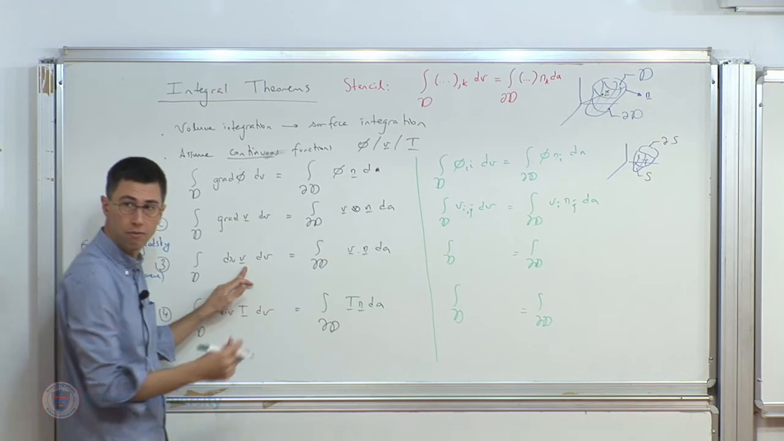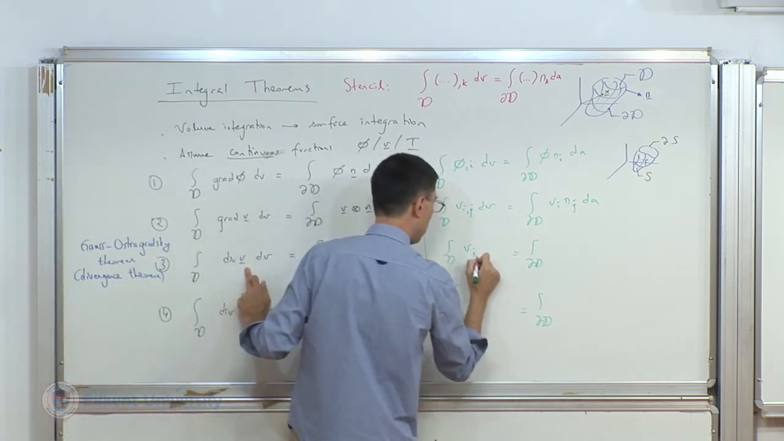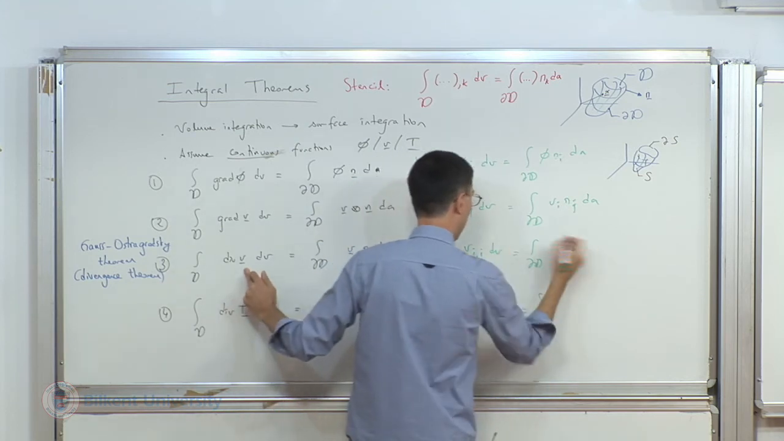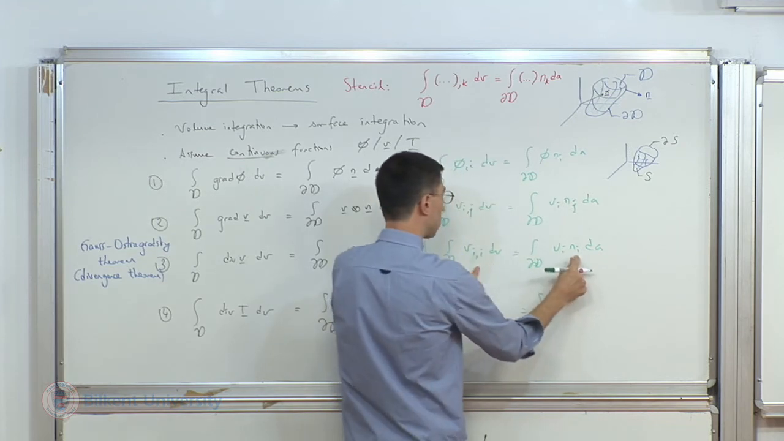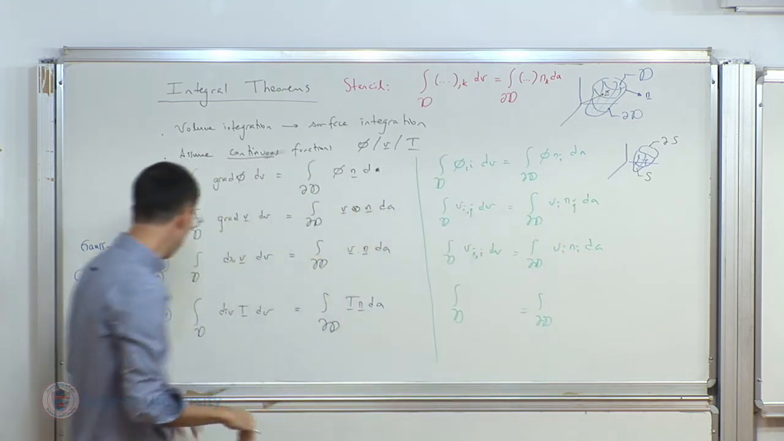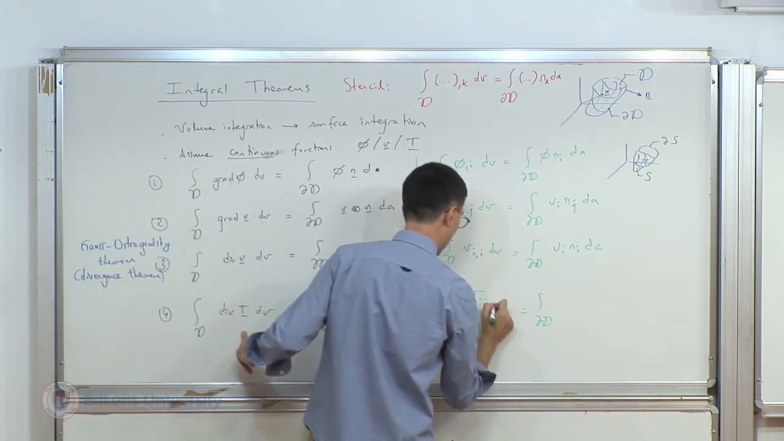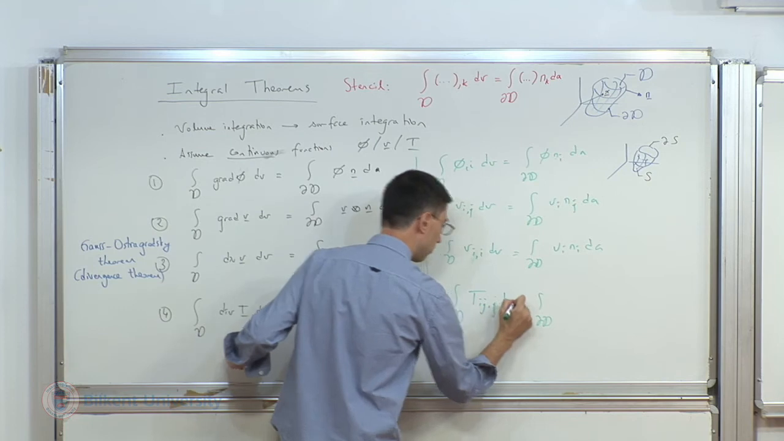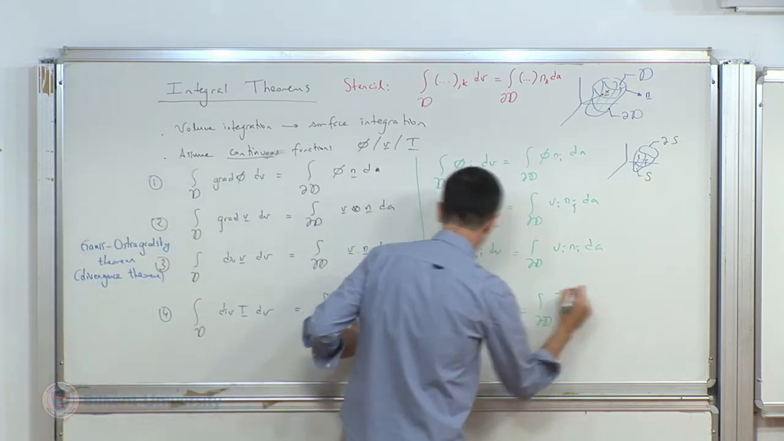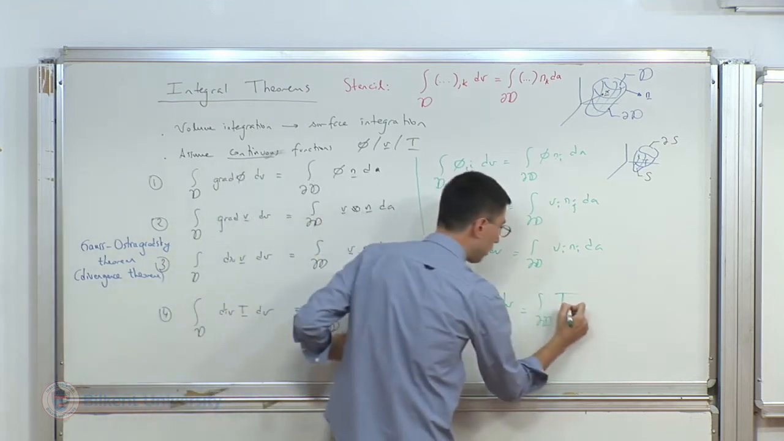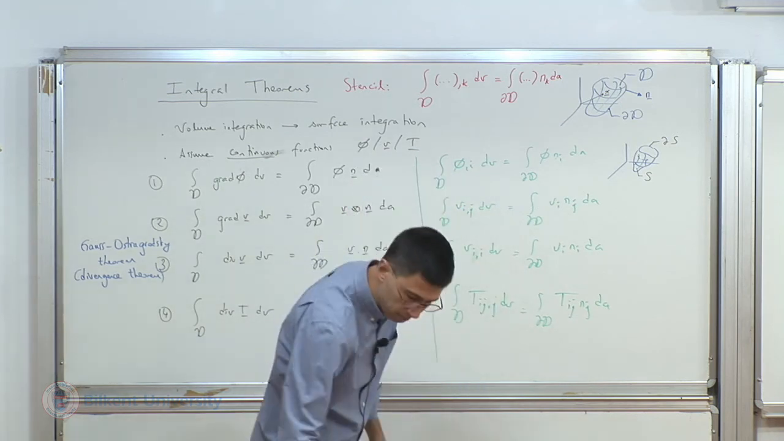v_i comma i, and for that matter, any dummy index that you choose could be a k. Let me put an i. And v_i n_i, right? Notice that it's always scalar, scalar, tensor, tensor, vector, vector. They do match, they must match. And divergence of T, that was T_ij comma j. And on the right, you have a tensor multiplying a vector, T_ij n_j dA. Okay.